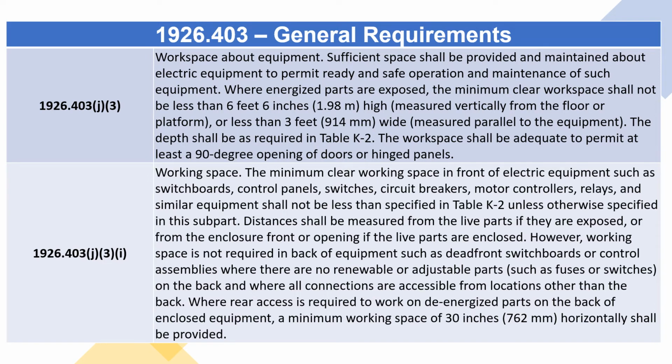However, working space is not required in back of equipment such as dead front switchboards or control assemblies where there are no renewable or adjustable parts, such as fuses or switches, on the back and where all connections are accessible from locations other than the back. Where rear access is required to work on de-energized parts on the back of enclosed equipment, a minimum working space of 30 inches (762 millimeters) horizontally shall be provided.